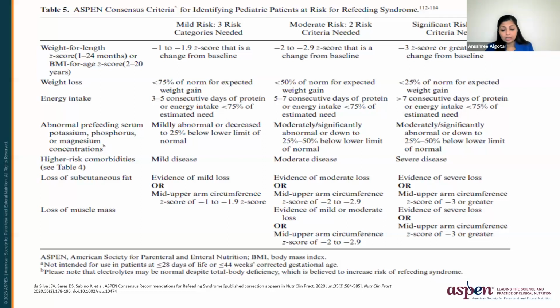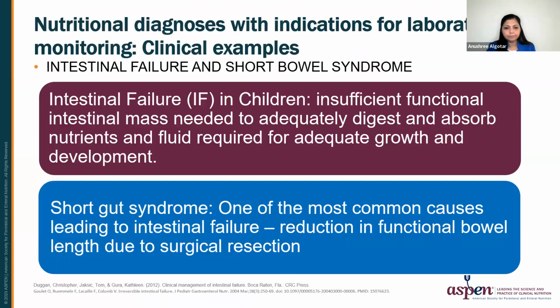It should be noted that in addition to biomarkers, mainly decreased levels of serum potassium, magnesium, and phosphorus, anthropometric measurements, energy intake, and comorbidities are also taken into consideration. So this is an example of a clinical scenario where biomarkers are utilized to predict risk.